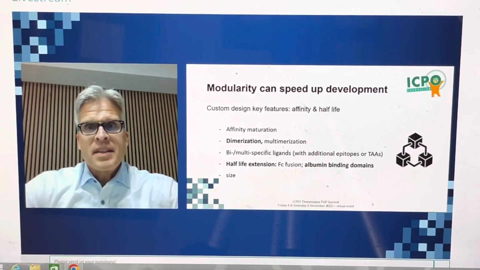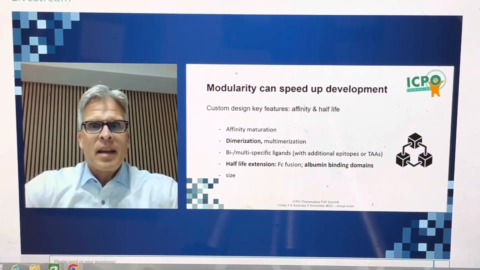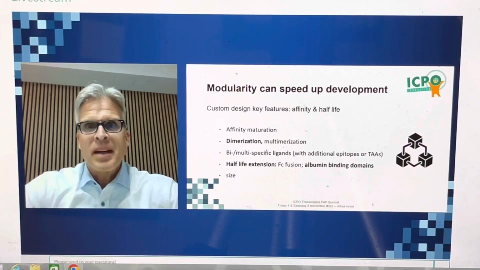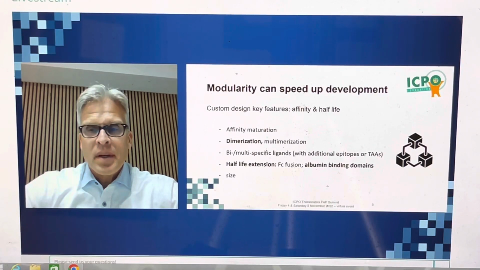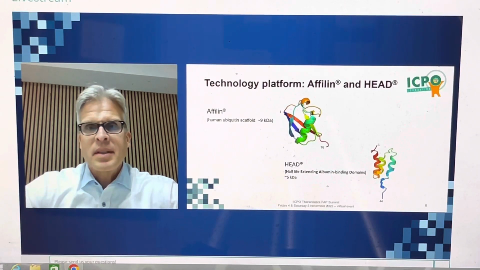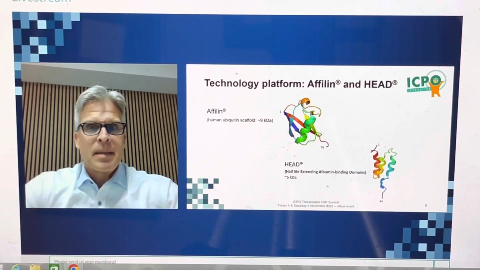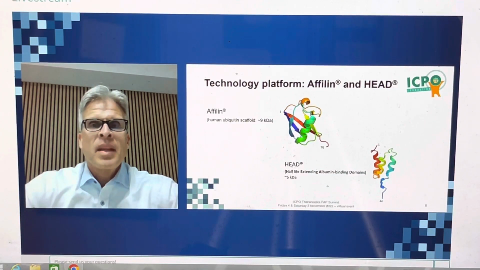So when you want to design your ideal ligand, there are some key features you need to think about. No surprise: affinity, half-life, and the different strategies to do so. But what I want to show you today is a specific strategy with dimerization and albumin binding domains to come closer to what your ideal ligand could look like.